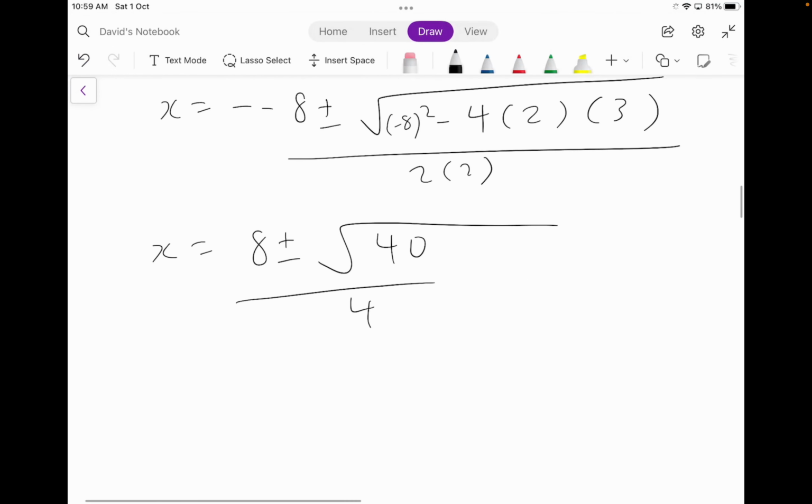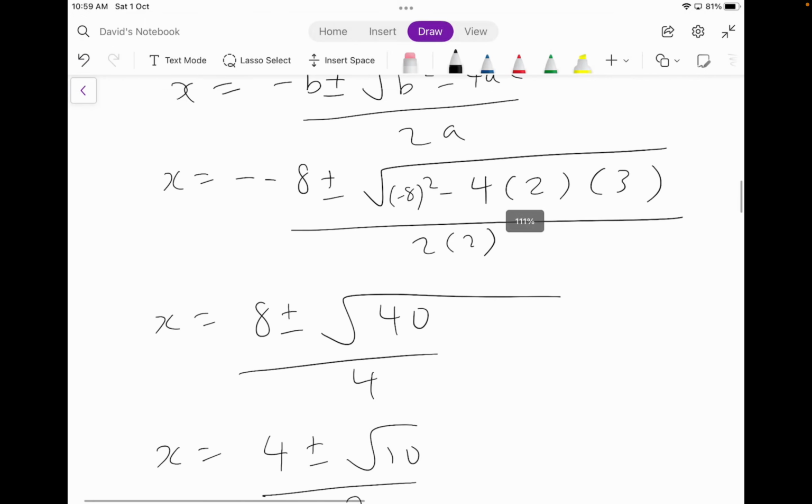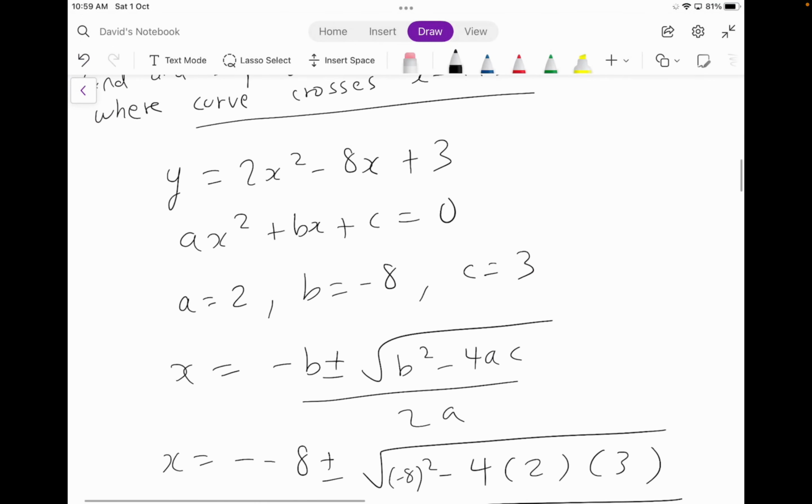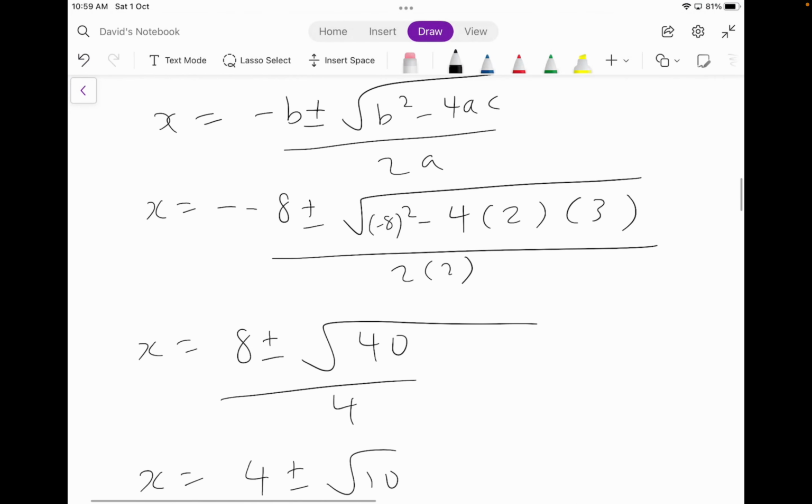Now we can put this equation in our calculator as 8 plus the square root of 40 divided by 4, just to give us the simplified version of this question. So we're going to get 4 plus or minus the square root of 10 divided by 2. That should be our answer. If you want to confirm this value, I'm just going to confirm it in the calculator just in case it's correct. And our x values on the calculator are correct, as accurate.